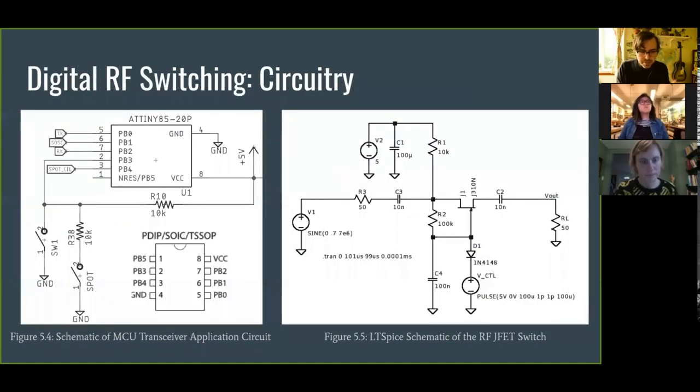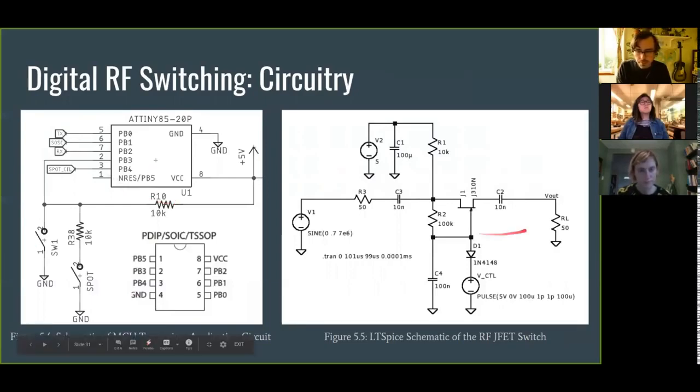This is just a quick shot of the digital RF switching circuitry. This is the microcontroller, the AT-Tiny, all its pins that it's connected to. And this is kind of the package that it comes in that we can use on the printed circuit board. This switch 1 represents the key, so as I key down the transmitter, this takes the instruction and sends all the control voltages to the separate parts of the system.